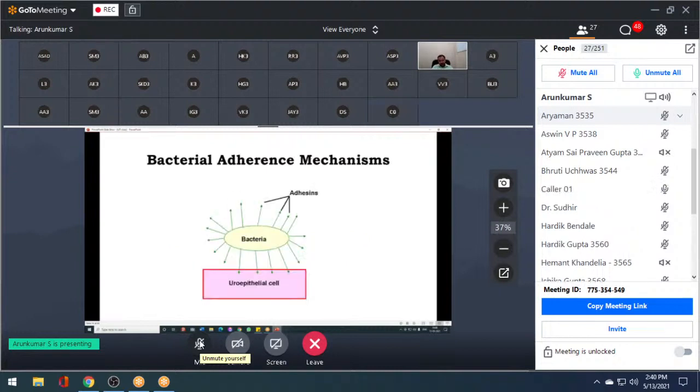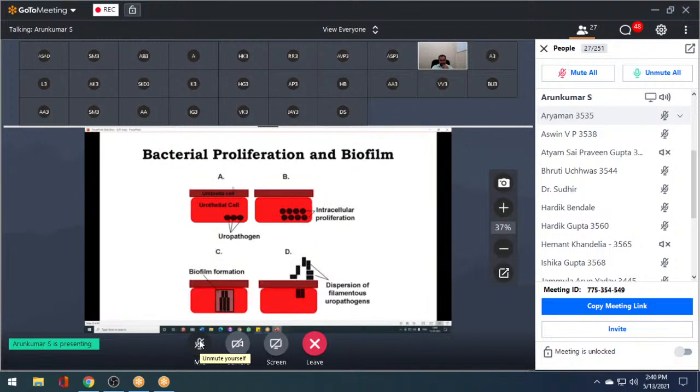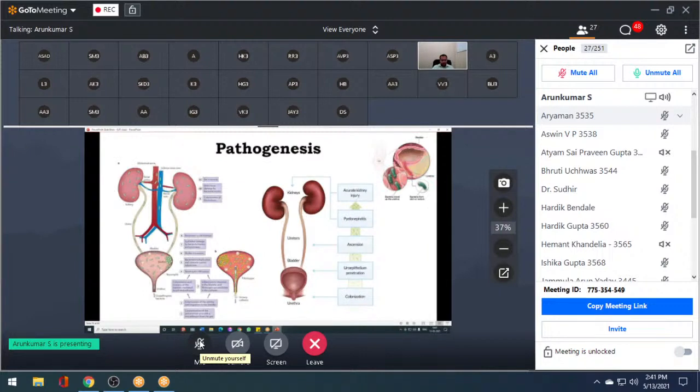This is the most common route of urinary tract infection. So what happens in general is that the bacteria have a number of adhesins, fimbriae, through which they get adhered to the urothelium, either the umbrella cells or through the urothelium, through adhesins. And when that happens, they enter into the urothelial cells. In the cytosol, there is intracellular proliferation. And after some time, they form a biofilm. By forming a biofilm, they tend to get protected from the immune response of the patient. And because they are protected, they tend to proliferate even further. And then they disperse and affect the adjacent cells. So this is how bacteria proliferate within the urothelium and affect the adjacent cells, causing progression of the urinary tract infection and probably sepsis.